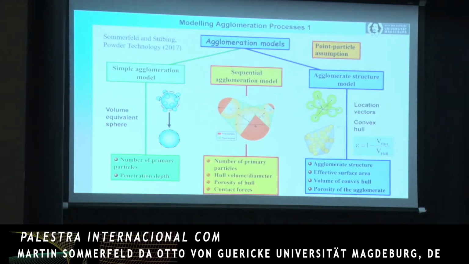We try to do that, or I try to summarize that. On the left-hand side is the straightforward model, the simple model. You assume after aggregation the particle is a volume equivalent sphere, you track the particle as a volume equivalent sphere, and you do the collision with the volume. It does not give you much information on the aggregation property. It gives you a number of primary particles, maybe if you have penetration.